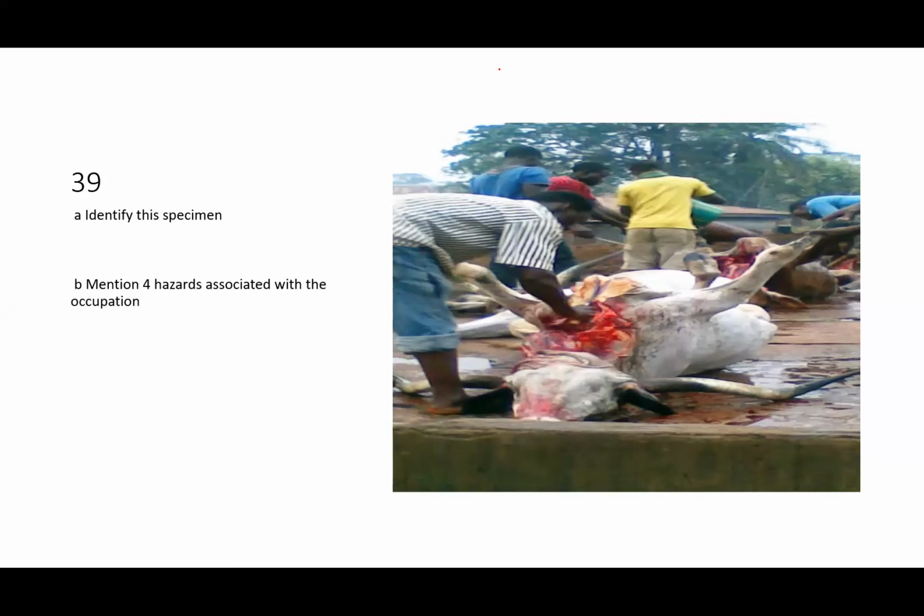Animal slaughtering. Of course, it's animal slaughtering. But look behind him, there's another animal there. So what do you think is going on? An abattoir. Yes, that is it. It's an abattoir, an animal slaughterhouse. You call it a slaughterhouse. Okay, so mention 4 hazards associated with the occupation.